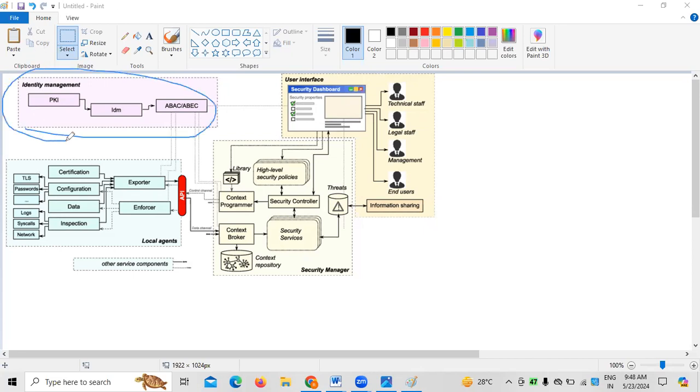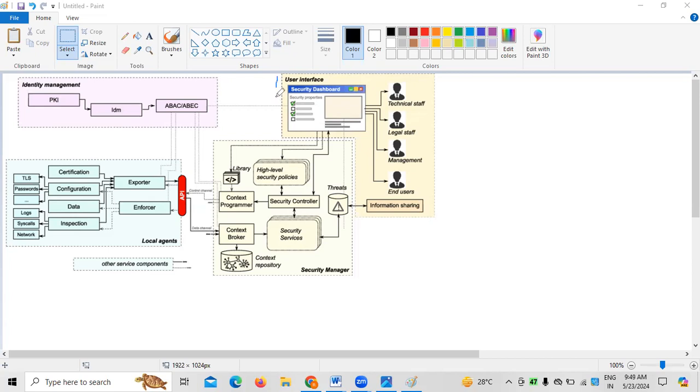we need to provide a detailed understanding of identity management, which is something we normally do, right? So managing the identities, followed by the user interfaces we are creating. These user interfaces may be used by end users, but not only end users; management people, legal staff, or technical staff, all these people are using these user interfaces.